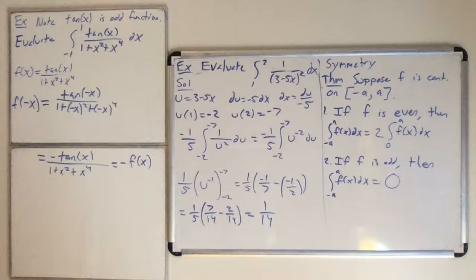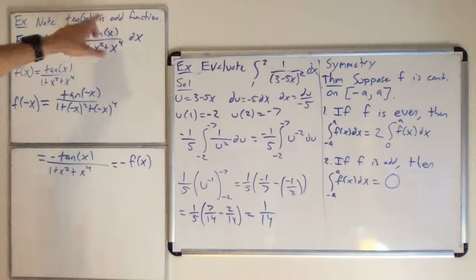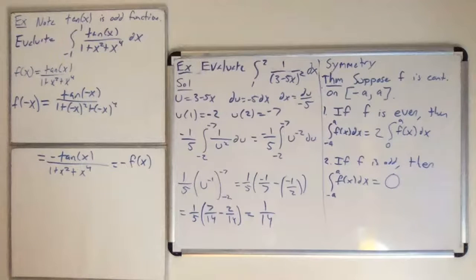Why can you just pull out the negative from tangent? Because tangent is an odd function. So in general, you can't do that, but with tangent in particular, you can. We didn't really discuss it in class with tangent, but it is a function where you could just factor out the negative. It's an odd function.